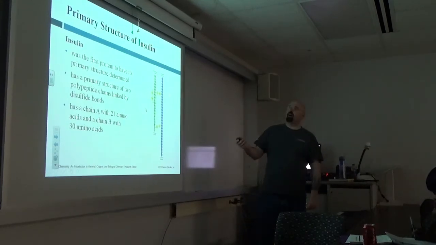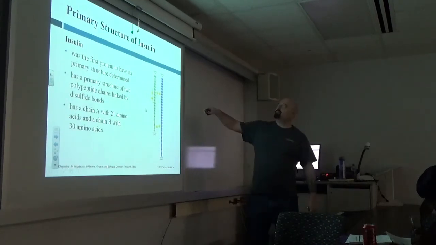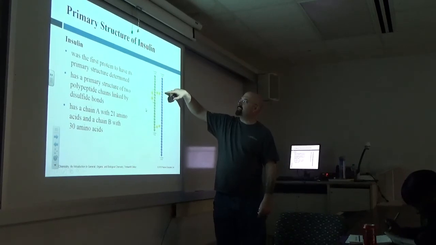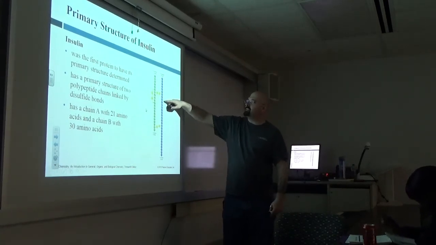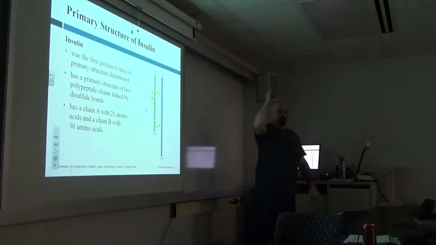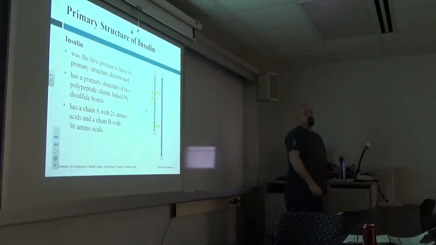But this is an example of, once again, the primary sequence of insulin. We have phenylalanine, valine, arginine, glycine, histidine, leucine, then cysteine, then glycine, then serine. So we have just the order of the amino acids, the way that it was synthesized together. That is the primary sequence of a protein.